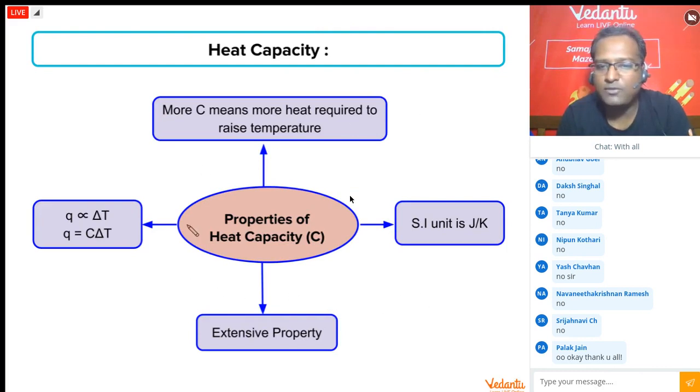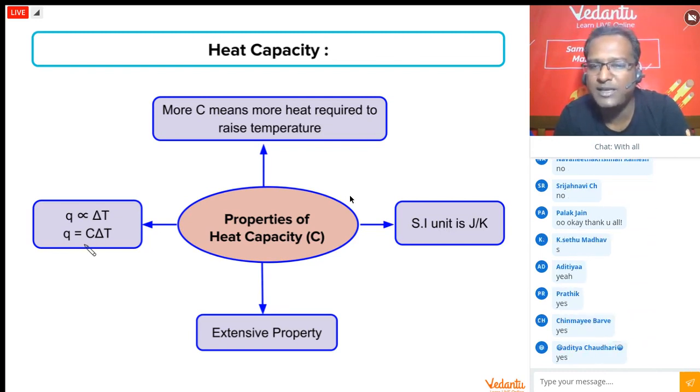This is also what we have already cleared with you, already discussed with you. Q equal to C into delta T. याद आया? ये रहा. Q equal to C into delta T. तो C becomes joule per Kelvin or joule per degree Celsius.